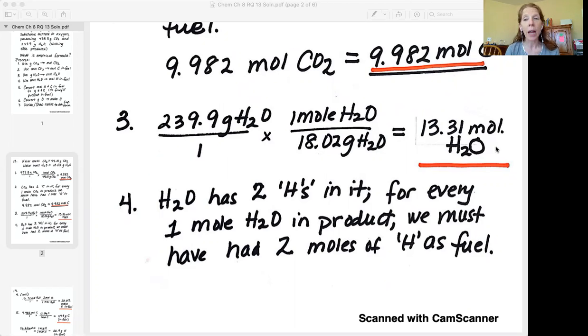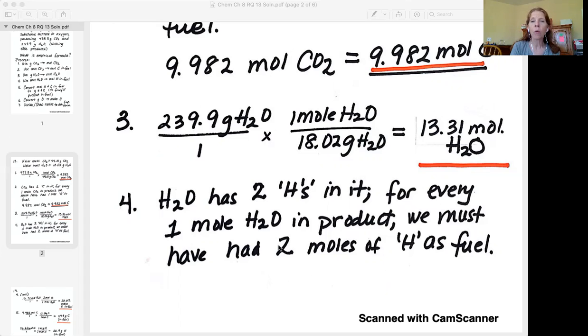But what we're trying to find out is, how does that relate to the moles of hydrogen in the original fuel, right? Well, how do we know that? Well, we have to think about that. This is when we've talked about this. Every 1 mole of water has 2 hydrogens in it. The only place that those two hydrogens could have come from was the original fuel. So that means the original fuel has twice as many moles of hydrogen as the number of moles of water that we are producing.